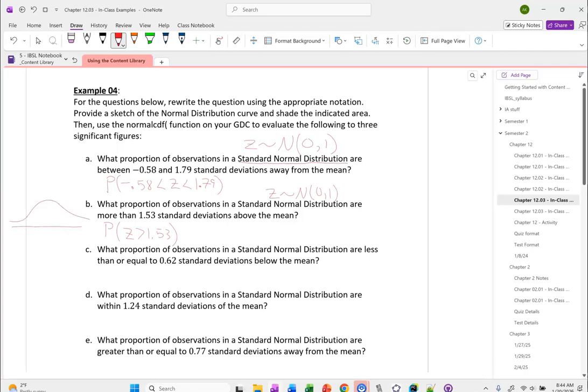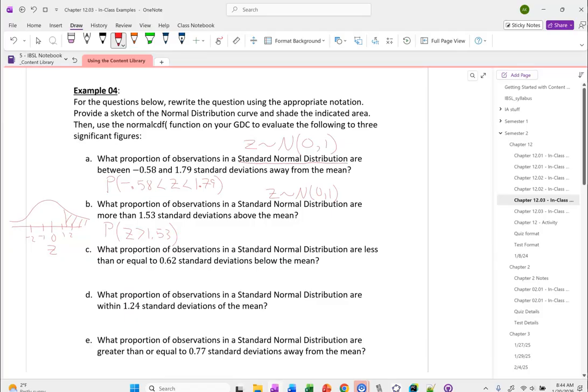Here's my normal curve, right? It's standard normal, so 1.53 would be here, right? If I want the z's greater than 1.53, which way am I shading? This is the z-axis down here. To the left or to the right? To the right.